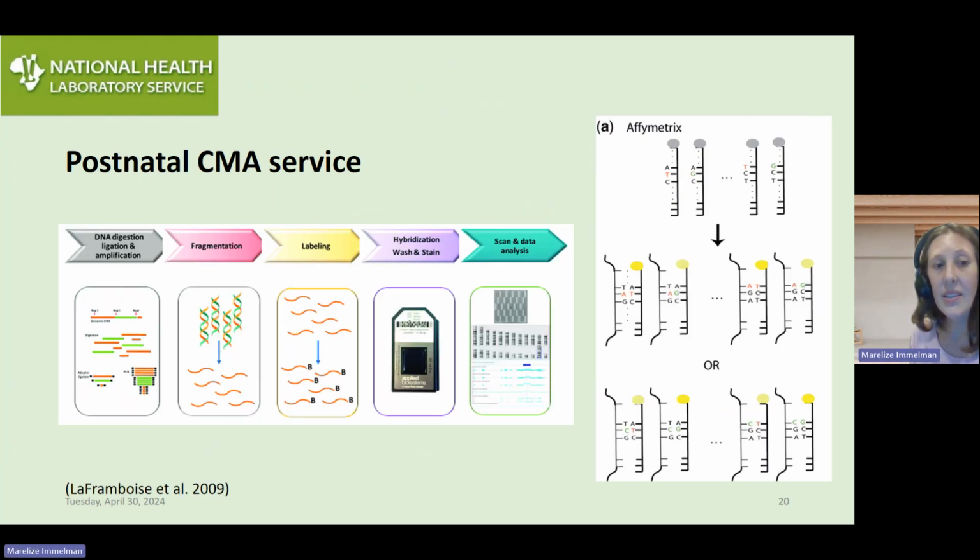The process of this microarray process involves DNA digestion, ligation, and amplification, followed by fragmentation, and then labeling. And then the fragments are hybridized to the Optima array. Any unhybridized fragments are washed away before staining. Then staining is done, and then finally scanning takes place and data analysis. And as I mentioned, the Affymetrix array platform has the capability of genotyping at multiple positions across the genome.